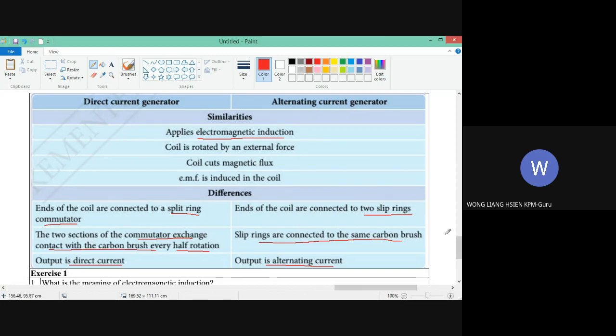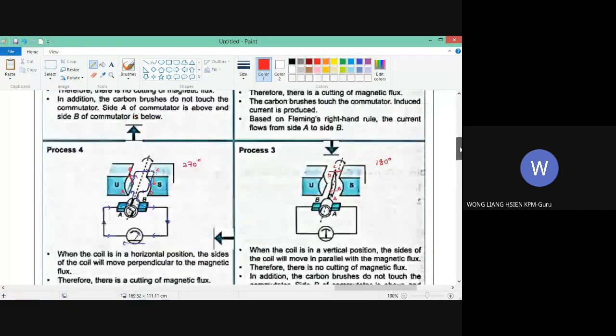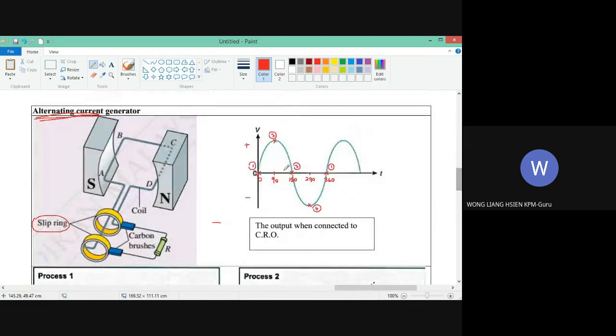That is about the graph. You see the graph of the magnitude of the EMF that is produced. You see it's a curve. Slowly increase, slowly decrease, slowly increase, decrease. It's a curve. The alternating current generator is also the same. Slowly increase, decrease. So it's a curve. Okay, so why is it like that? Why does it slowly increase as a curve?